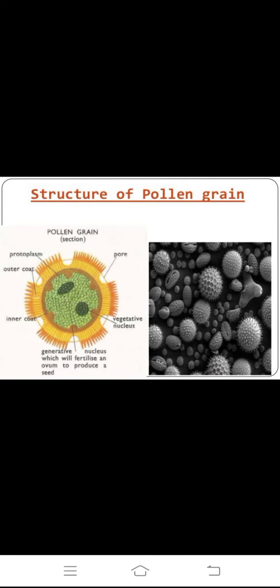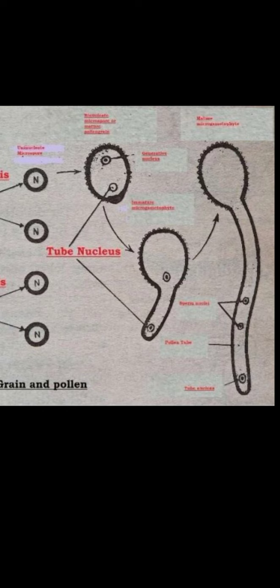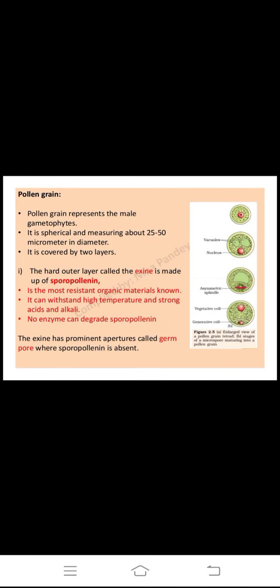Here you can see the tube-like structure. Can you see this elongated tube-like structure? This tube is formed because of the vegetative cell. The two male gametes are formed because of the generative cell. So the vegetative cell is also called the tube cell. And the two male gametes, you can see here, are formed by the generative cell. Okay.